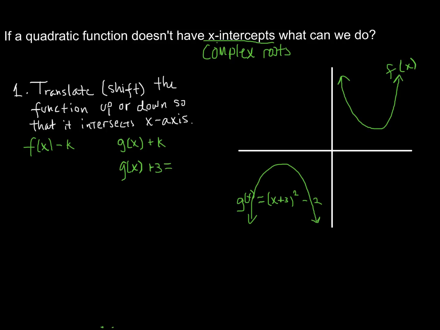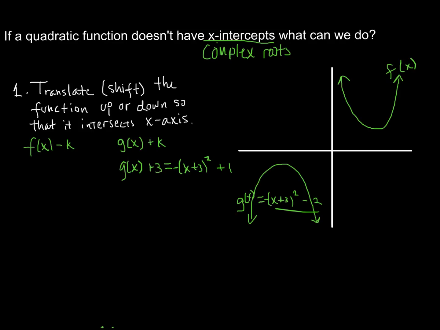What will that look like? Well, it will be exactly this, plus 3 to it. Oh, sorry, and there should be a negative out front. Negative x plus 3 squared. And then negative 2 plus 3 is going to be plus 1. Okay? And so that's an example of where I take a function that does not have an x-intercept and I shift or translate it so that it does. All right, what's one other possibility?